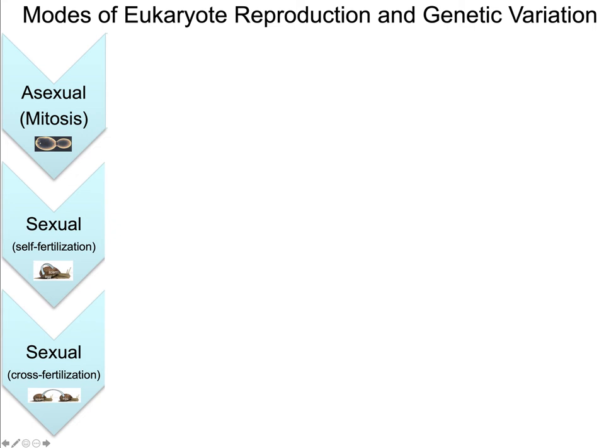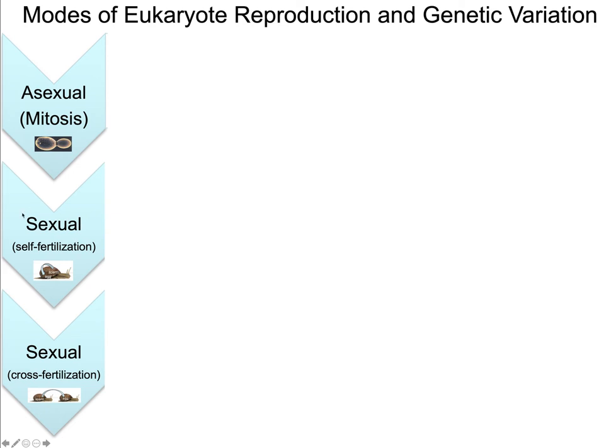Okay, so given that we have these different modes of eukaryotic reproduction, let's talk about how this affects genetic variation. If we look at the different modes of eukaryote reproduction, you can have asexual reproduction in eukaryotes by mitosis, like budding that we see in yeast. Remember, yeast is a fungus, that's a eukaryote.